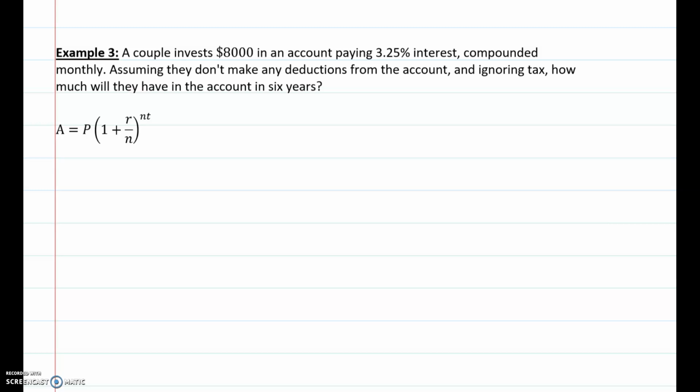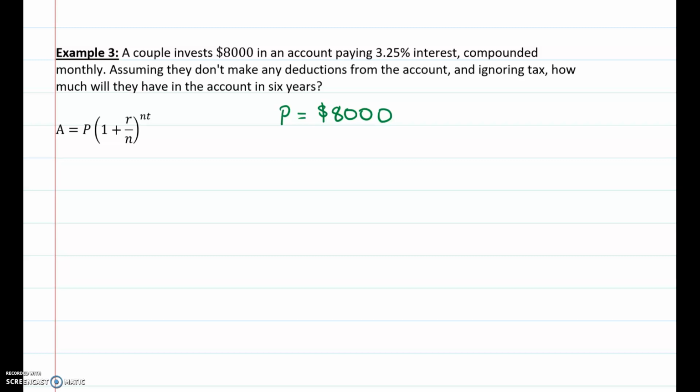Okay, so let's look at these numbers that are in this question and any other information that's in the question. A couple invests $8,000. In other words, that's what they start off putting into the account. So that's called the principal. That's what you begin with. The principal is equal to $8,000.